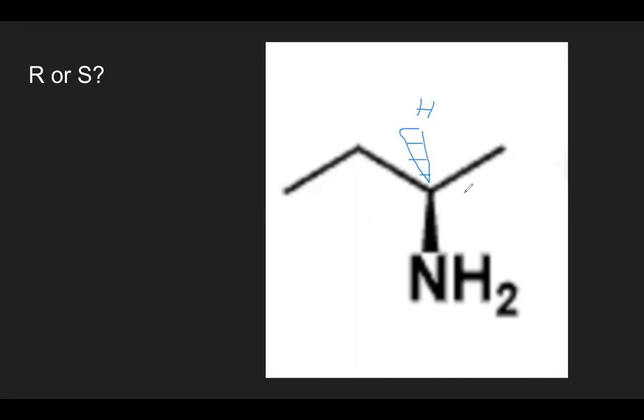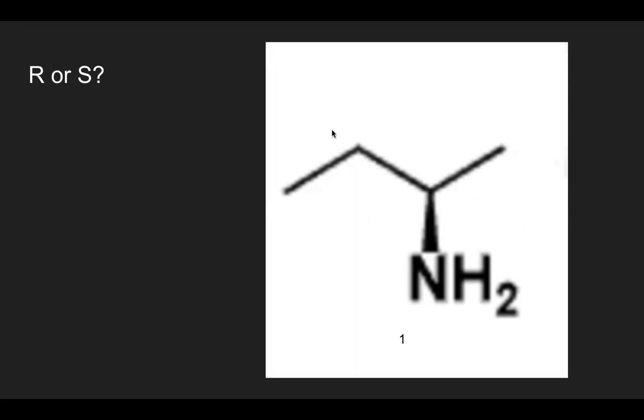Okay, so now we use our periodic table and we look at our atomic numbers. Carbon has an atomic number of 6. Nitrogen has an atomic number of 7, hydrogen 1. So 7 is the higher number, so this will have the highest priority. It'll be number 1. Next is atomic number 6, which are carbons. Now, as we can see, we have a carbon on either side.